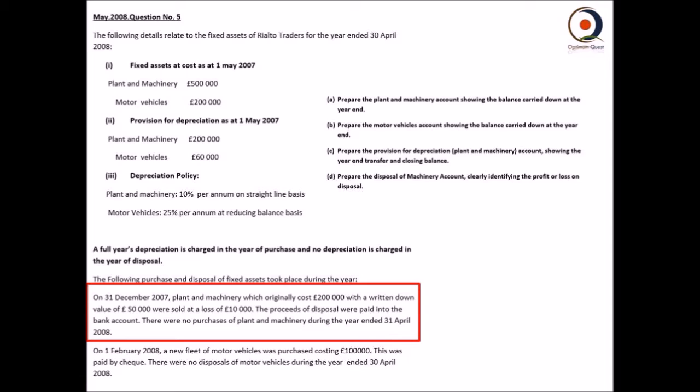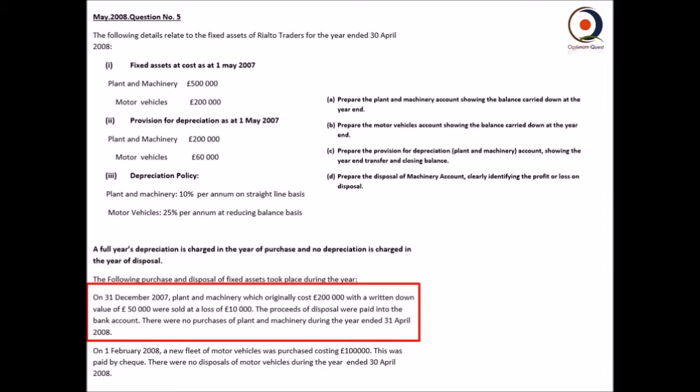What we need to figure out from this paragraph are any disposals or purchases that we have made. If you read the question, you will notice they have mentioned the plant and machinery that originally cost £200,000, with a written down value or net book value of £50,000, were sold at a loss of £10,000. And also, they have mentioned there were no purchases of plant and machinery in that year.